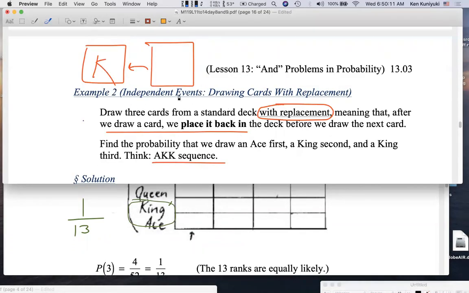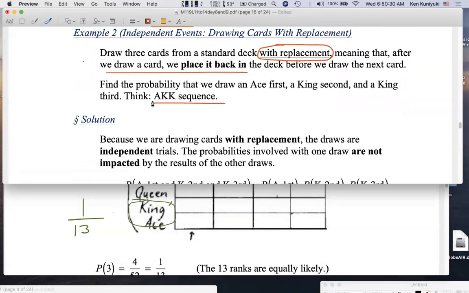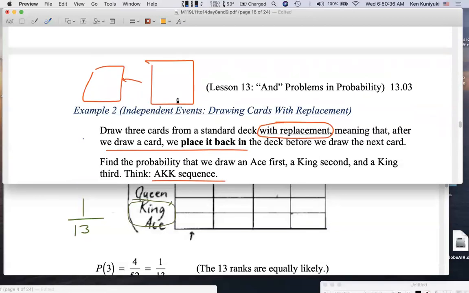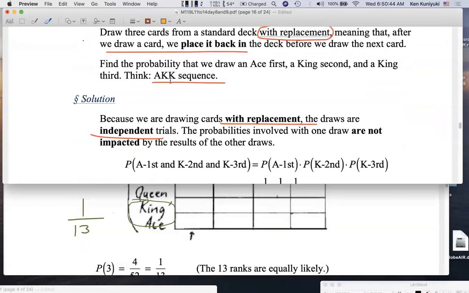Now, if we're sampling or drawing with replacement, what happens on the first draw, probability-wise, has no impact on the second draw, which has no impact on the third draw. The 3 draws have nothing to do with each other, probability-wise. We have independence. Because we are drawing cards with replacement, the draws are independent. So whether you're picking the first card or the second card or the third card, the probability situation with the deck of cards is exactly the same. There's no memory. So the probabilities involved with one draw are not impacted by the results of other draws.